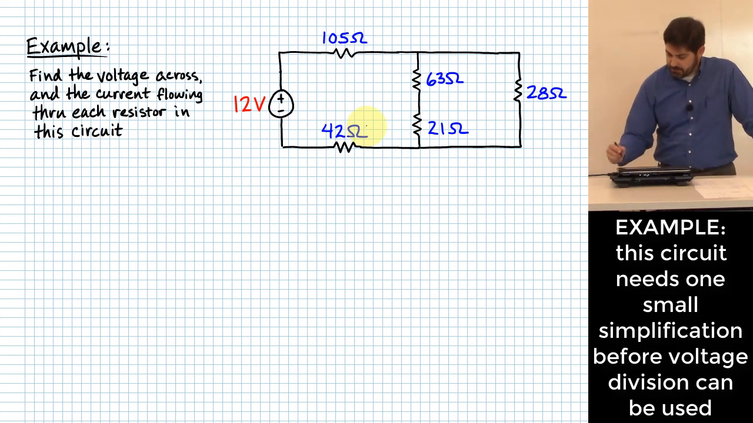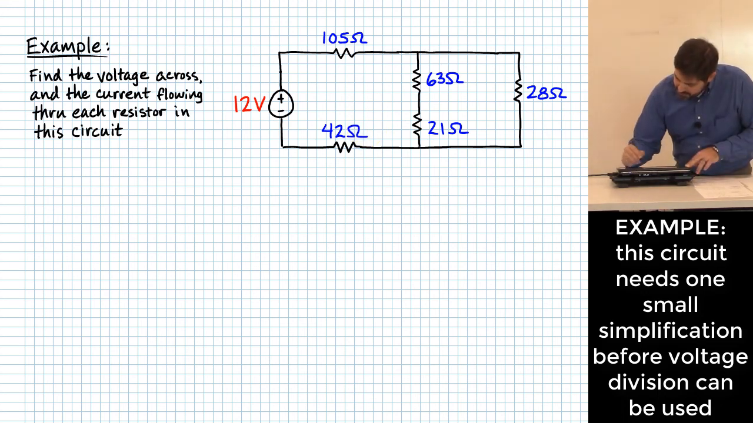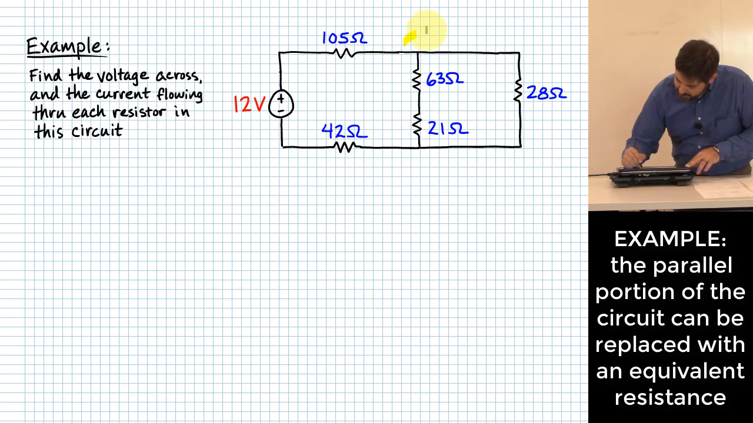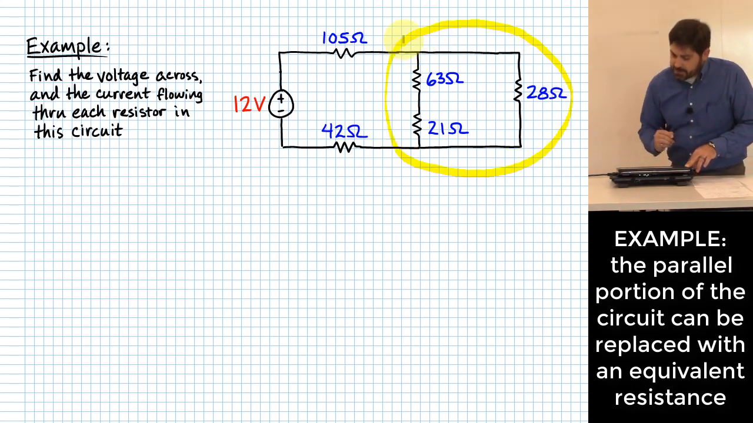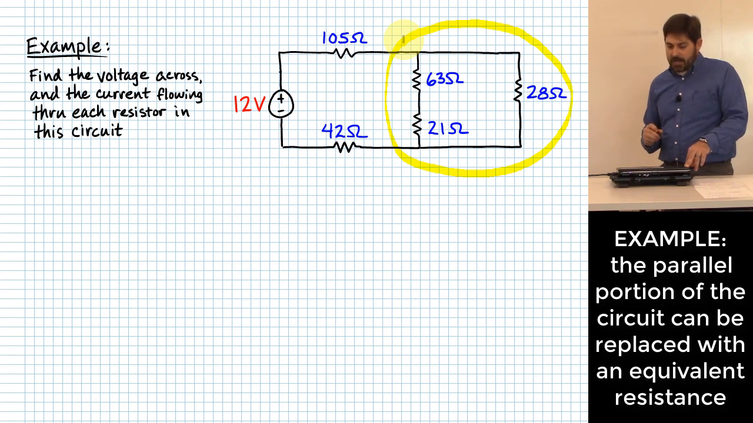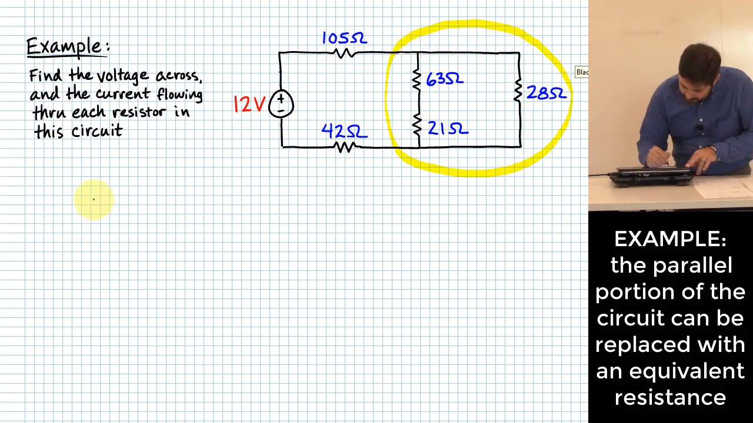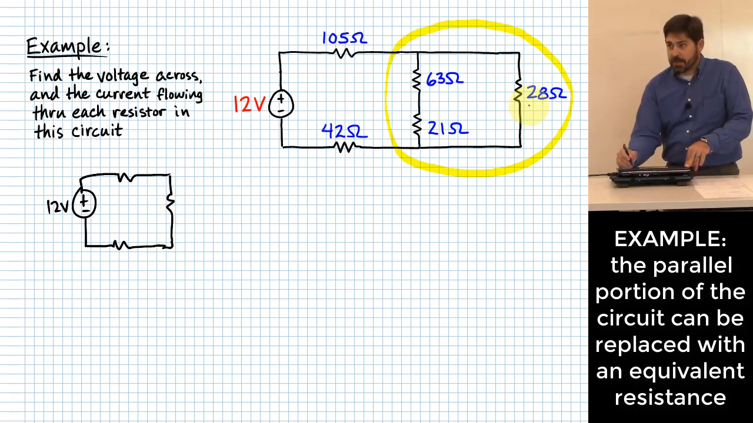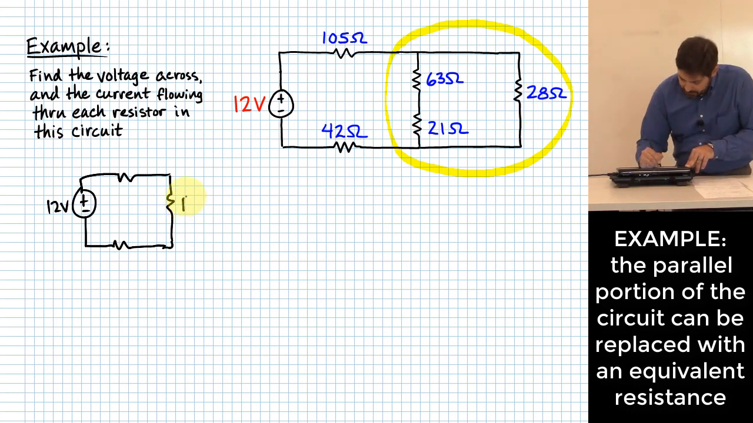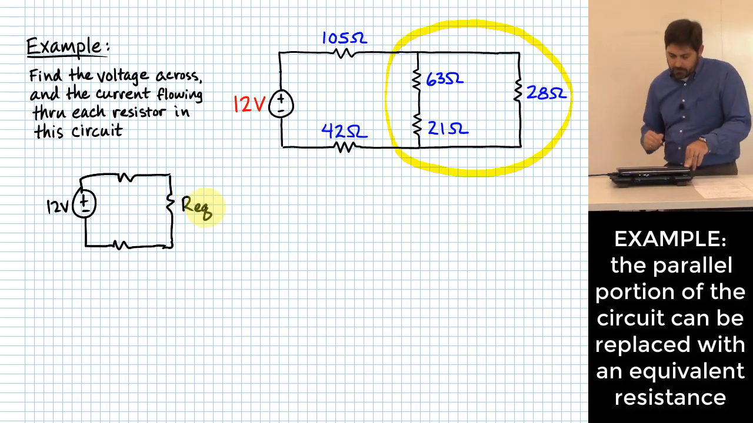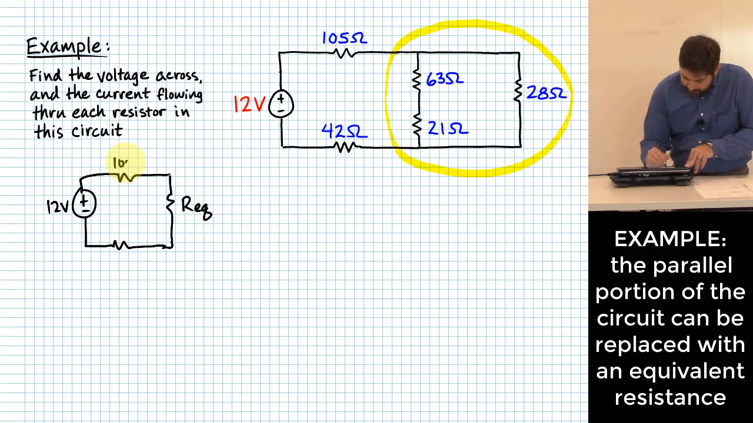What would you suggest? I think what was just suggested is we could come up with the equivalent resistance of the stuff circled in yellow over there. Okay? And then when we do that, we could essentially rewrite this circuit where it's 12 volts going through a 105 and through a 42, but then we just replace the effect of these resistors over here with an REQ. Okay? So let me call that REQ. And I'll call this 105 ohms, and this down here 42 ohms.